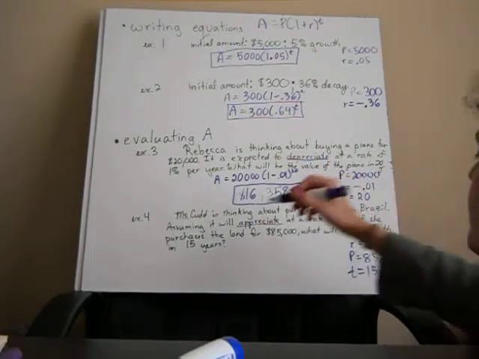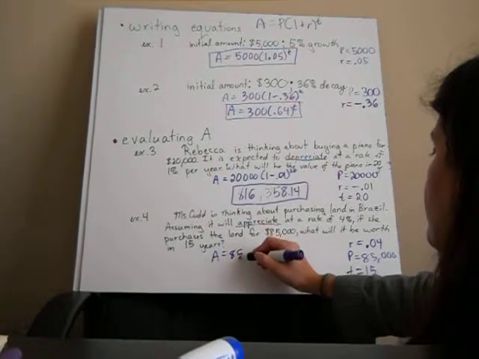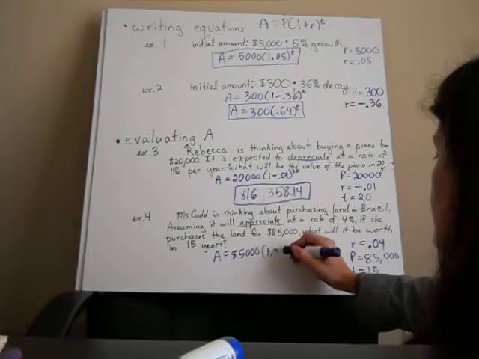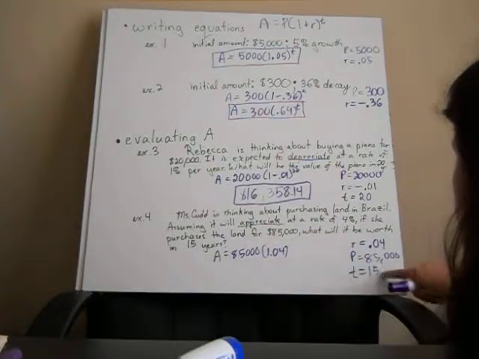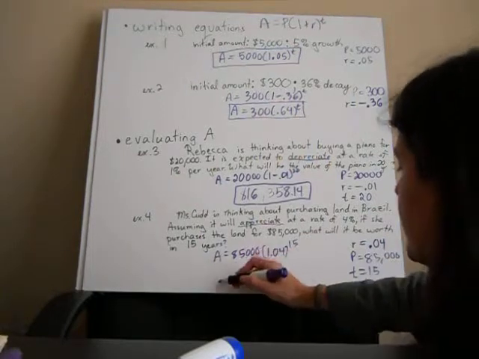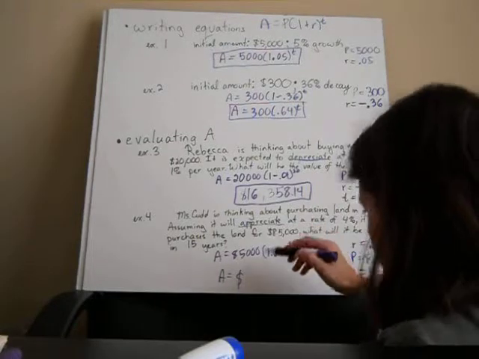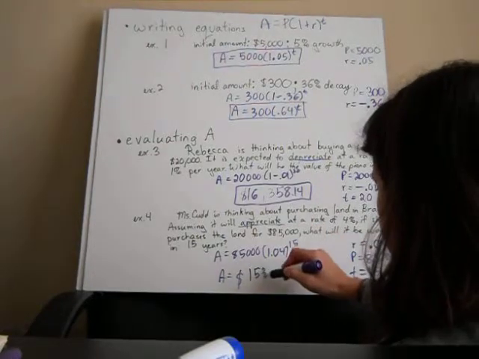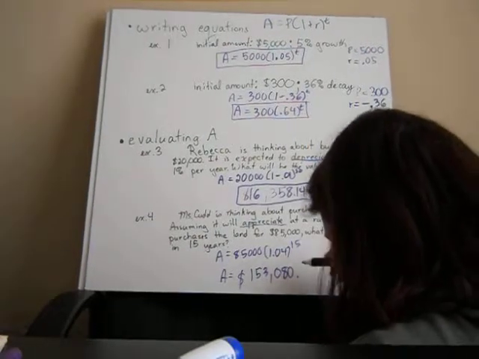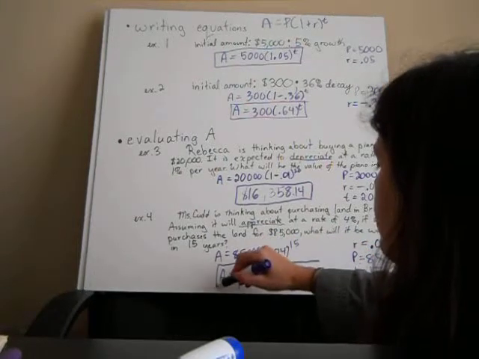So you're plugging those 4 numbers in, so A is equal to P, which was 85,000, times 1 plus r. 1 plus 0.04 is 1.04, to the t power. T is 15. So put that in your calculator and you'll get that it'll be worth $153,080 and about 20 cents. I have 198, so you could leave that as 19 or as 20.